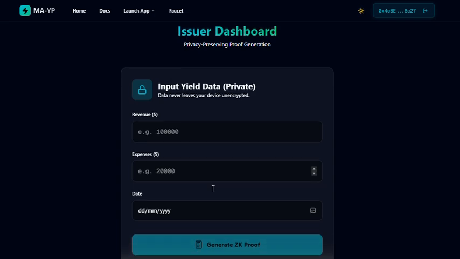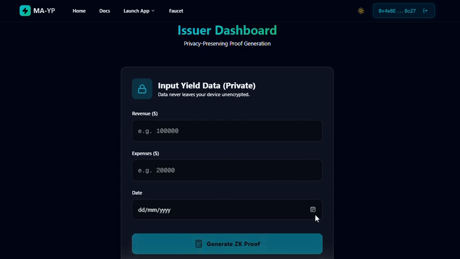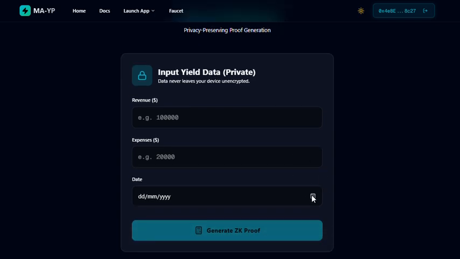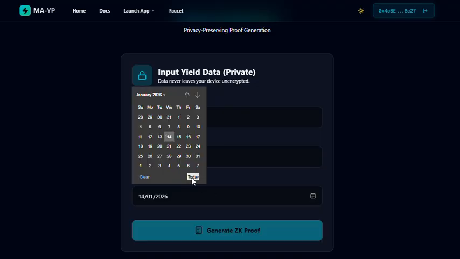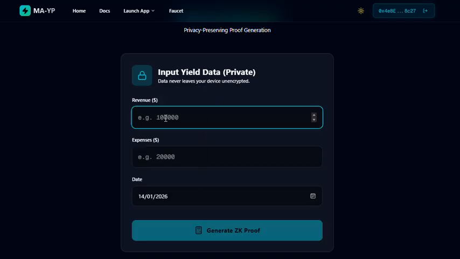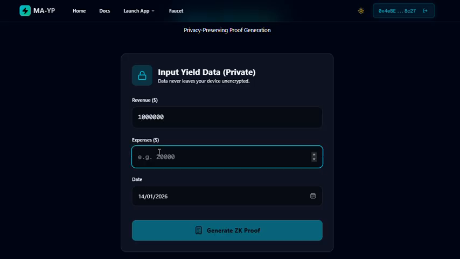First, the issuer. Let's say a real estate platform with 10,000 token holders. Today is January 14th, 2026. The platform collected revenue $1 million from rental income, expenses $200,000, maintenance management, net yield $800,000 ready to distribute.